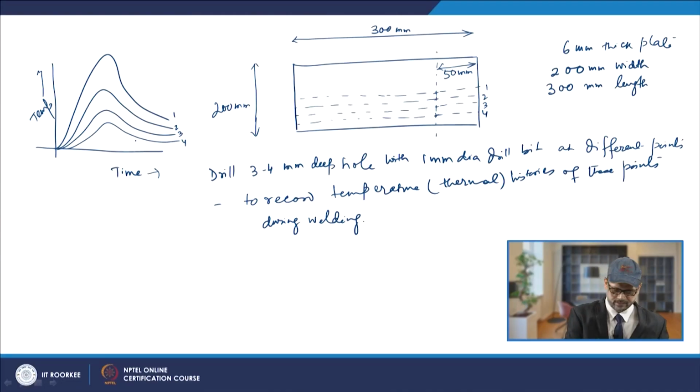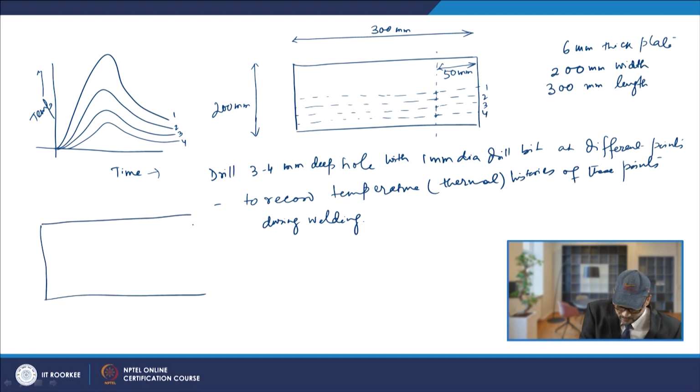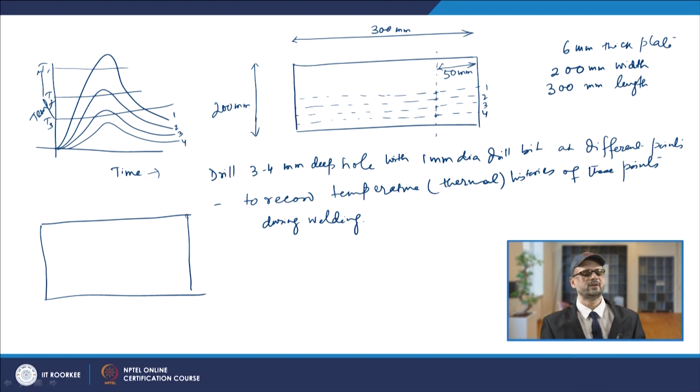Now, from these histories you can find the different cooling rates. Basically you will have the cooling rate determination in different directions. So, what if you look at the same geometry in this case? Now, you will have this as T1 temperature, then the T2 temperature, T3 temperature, like that.